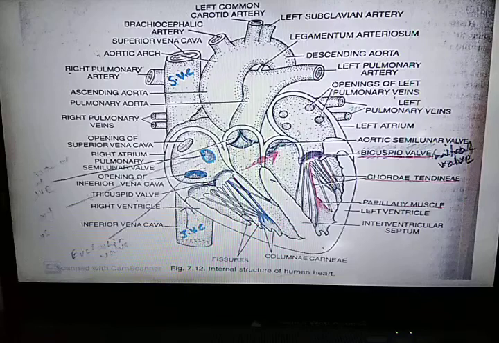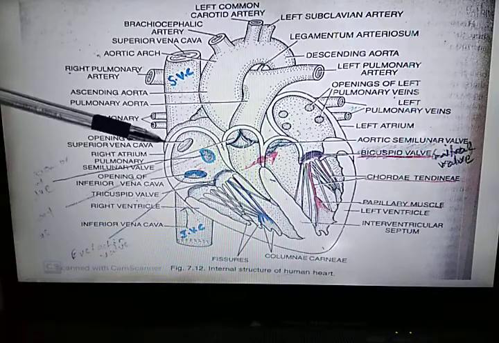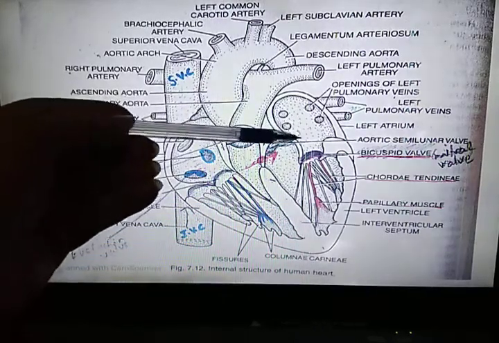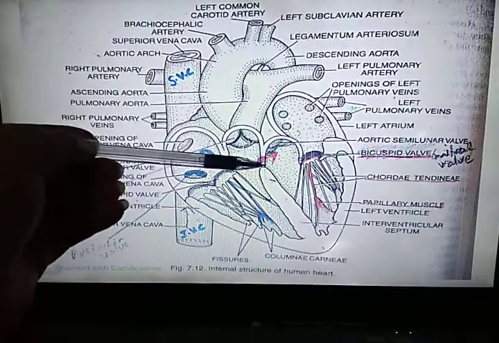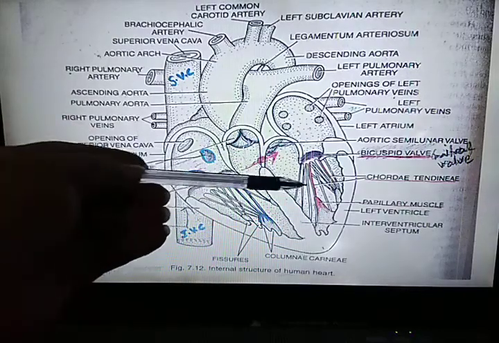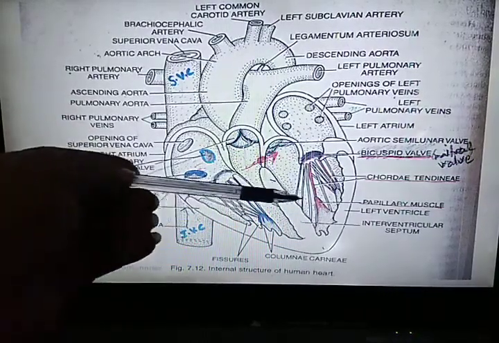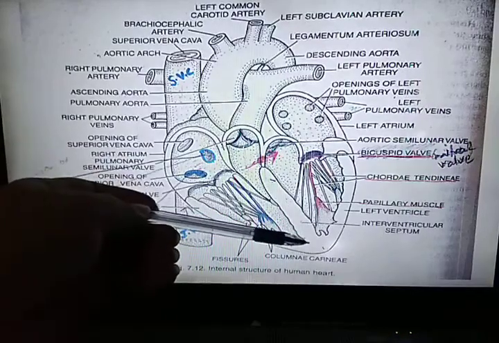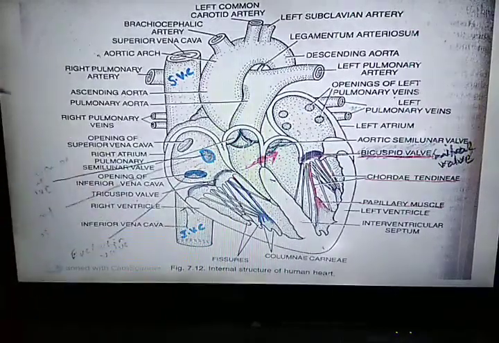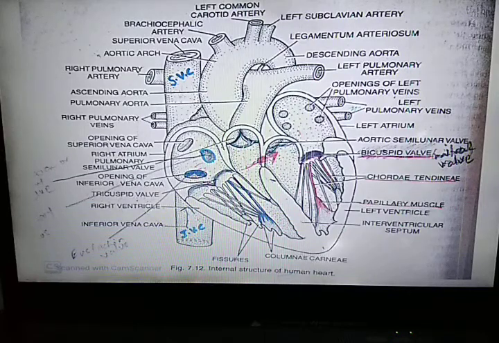Let's revise once again the internal structure of the human heart. The human heart consists of 4 chambers, 2 auricles and 2 ventricles. The 2 auricles are separated from each other by the interauricular septum, and the 2 ventricles are separated from each other by the interventricular septum. Auricles act as collecting chambers for the blood returning to the heart.